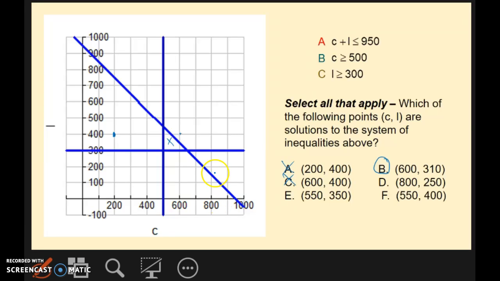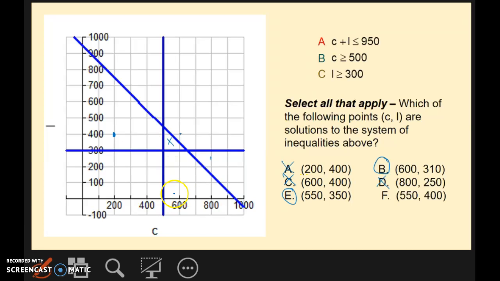We do 800 and 250, which is here. Again, outside our region, that doesn't work. 550 and 350 would definitely fall in there. It's halfway in between the 500 and 600 and between the 3 and the 4. That one looks good.